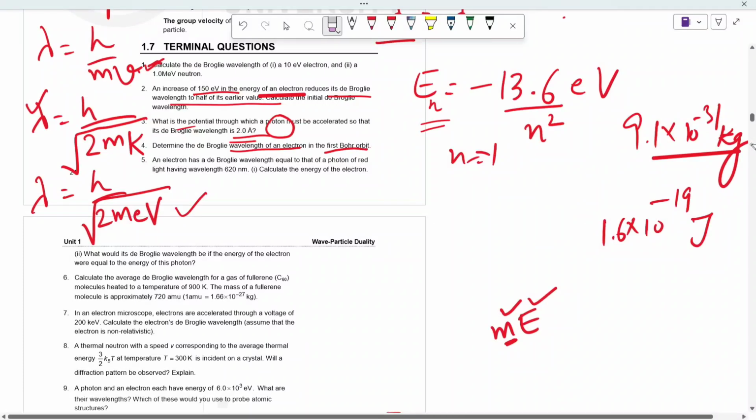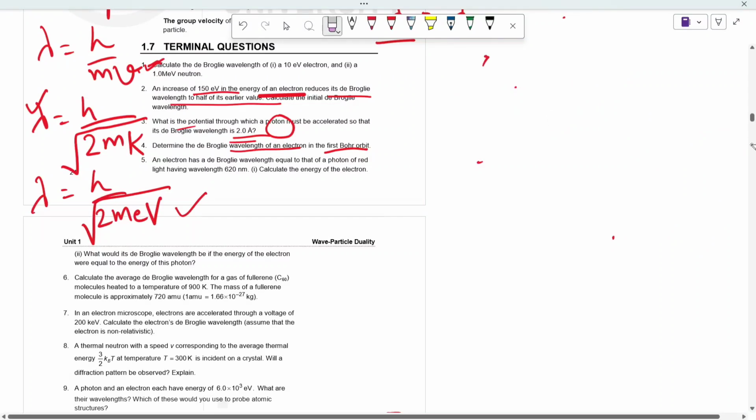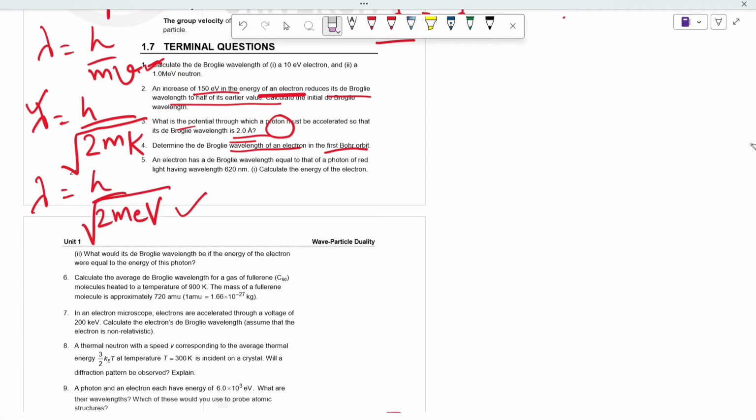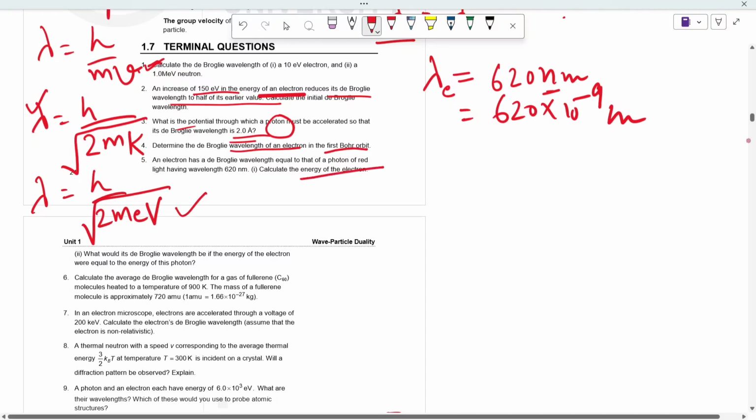So the next, fifth question is: an electron has a de Broglie wavelength equal to that of a photon of red light having wavelength 620 nanometer. The de Broglie wavelength of the electron is given as equal to the wavelength of the photon of red light, whose value is given as 620 nanometer. So we will convert it into meter, nano means 10⁻⁹ meter. So this is the de Broglie wavelength. Calculate the energy of the electron.